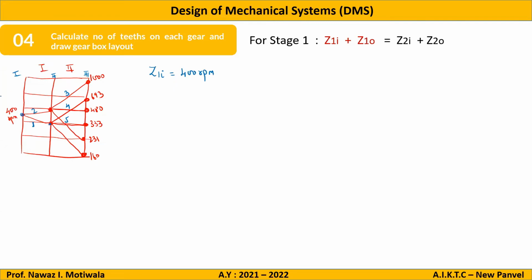Okay. Now, if you see, the input is 400. And what is the gear pair 1 giving me the output? Kya hai? 333. Yes, sir. So I will write here Z1 output is 333. Kisi ko doubt?